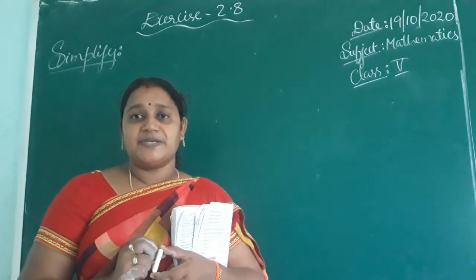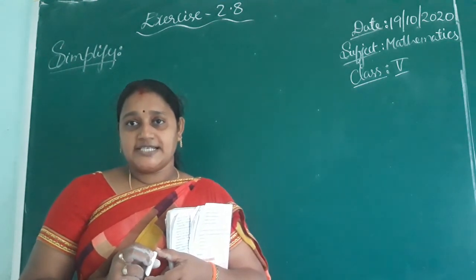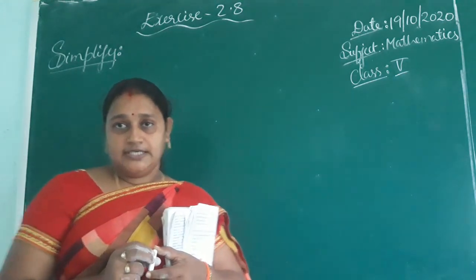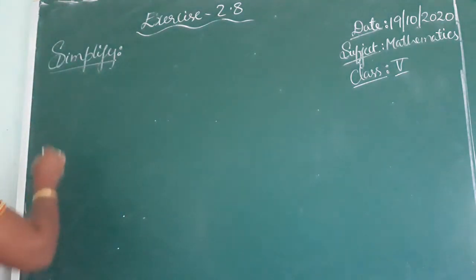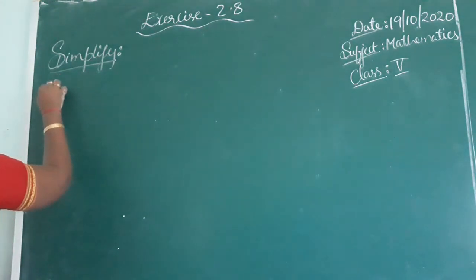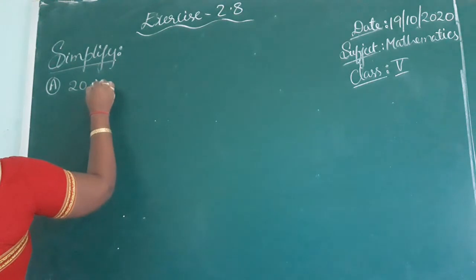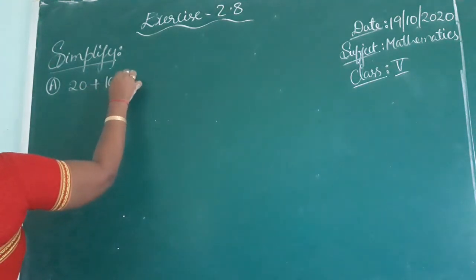In the previous class we completed exercise 2.7 and I gave some introduction about simplification of numerical expressions. Let us start the exercise regarding simplification of numerical expressions. Exercise 2.1, simplify. A Roman, first one: 20 divided by 20 plus 16 divided by 2.